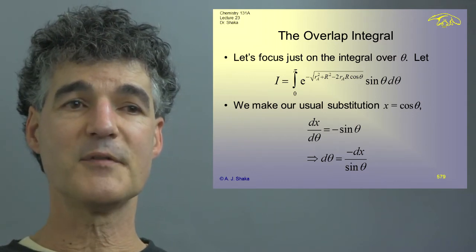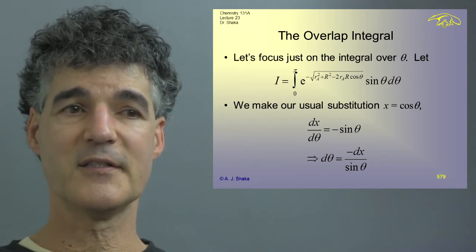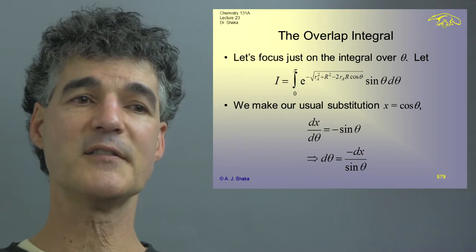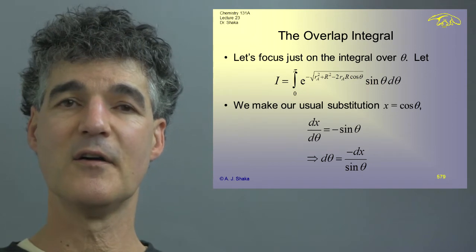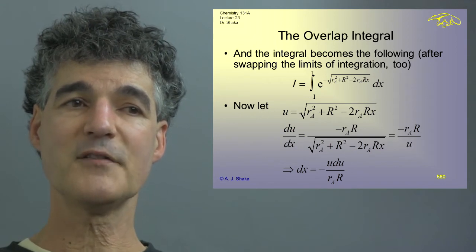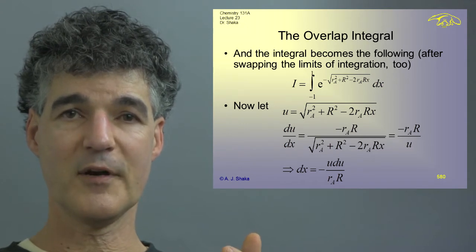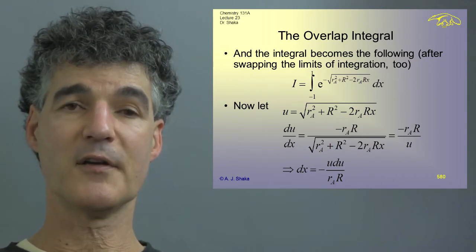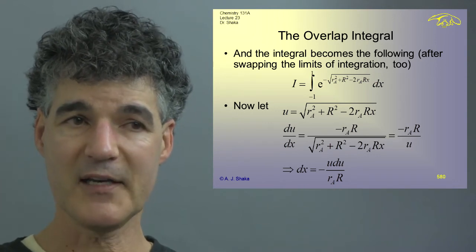Well, we make our same substitution that we did before. We let x equals cosine theta, dx d theta is minus sine theta, and that means d theta is minus dx over sine theta. And so we can substitute in for d theta minus dx over sine theta. And the integral becomes the integral from minus 1 to 1. We swap the limits of integration as well to get rid of the minus. Because it would be, of course, the other way around, because cosine 0 is 1, so it would be the integral from 1 to minus 1. But we swap it because of the minus sign.